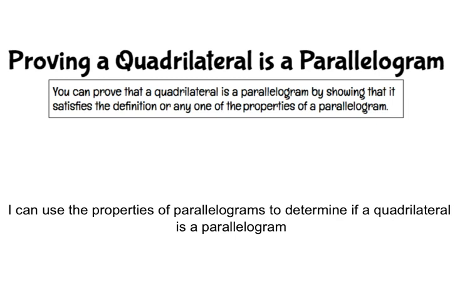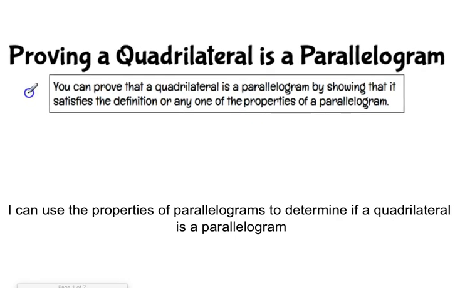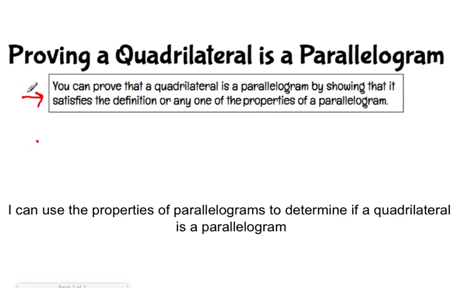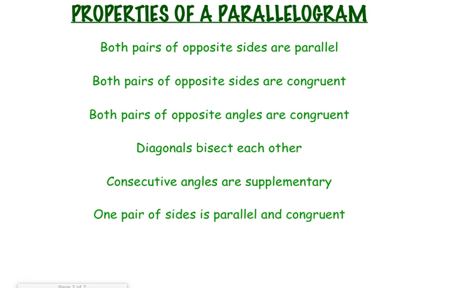So what you just need to remember is this little guy right here. You can prove that a quadrilateral is a parallelogram by showing that it satisfies one or any of the properties. So just one of them. If it works for one, it's a parallelogram. So for you today, keep your hand on yesterday's notes, flip back and forth, but here's just a little recap of our properties. We'll run through them real quick one more time.